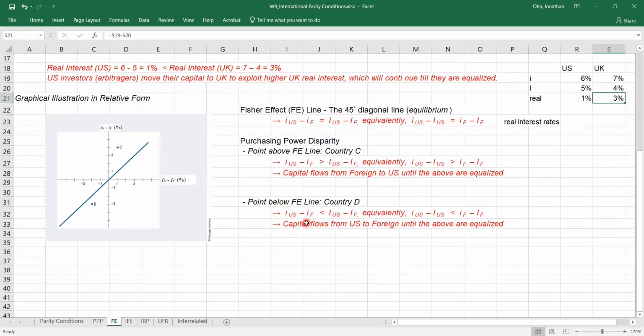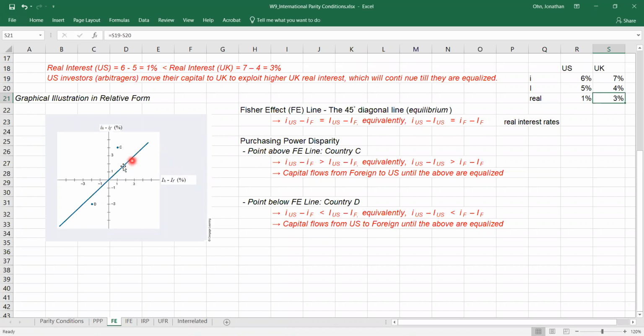All right, now, okay, graphical illustration in our relative form. In this one, the 45-degree line is the line where the relative interest rate is equal to relative inflation, right? As long as any country is on this line, nothing happens because they are in equilibrium. So it is called the Fisher effect line.